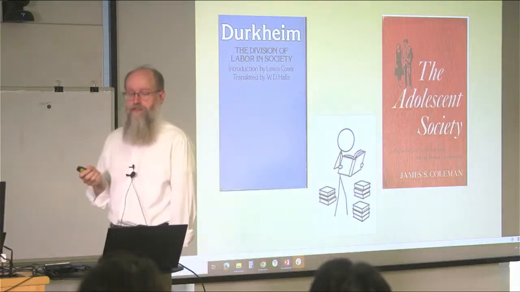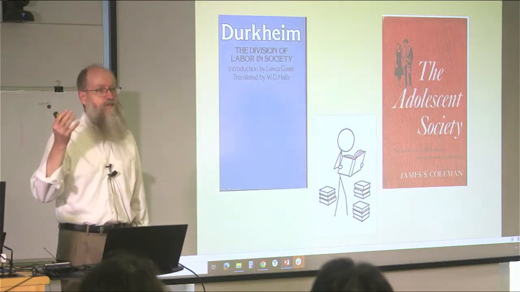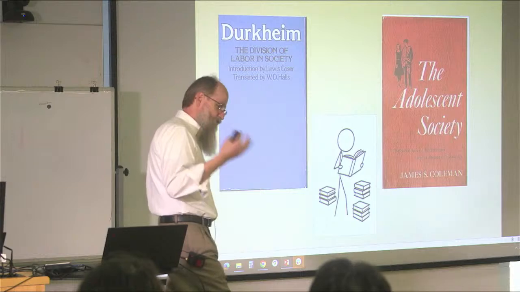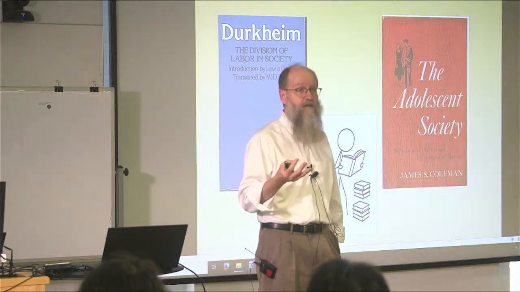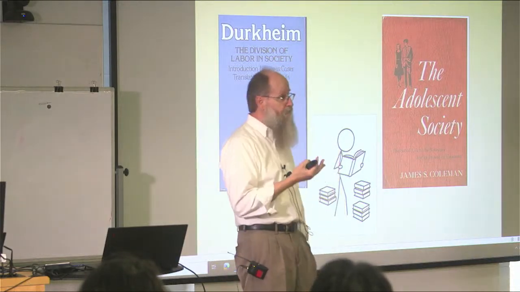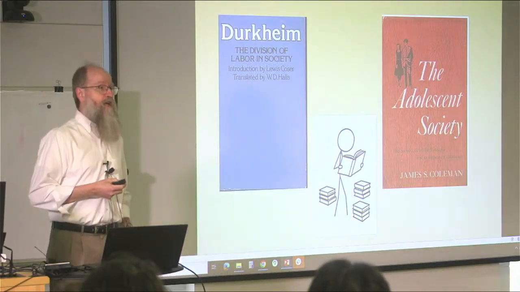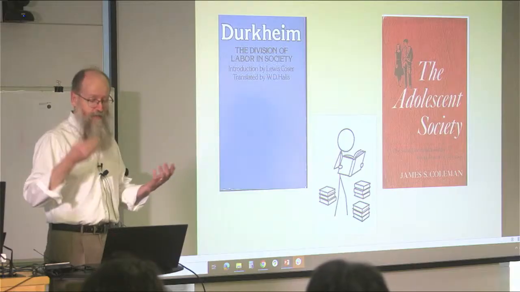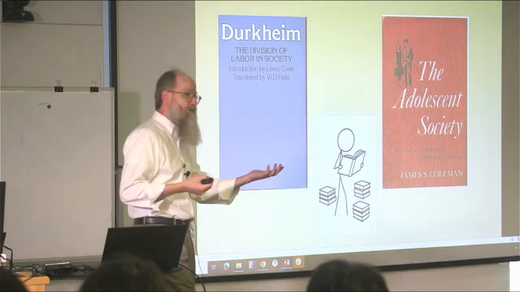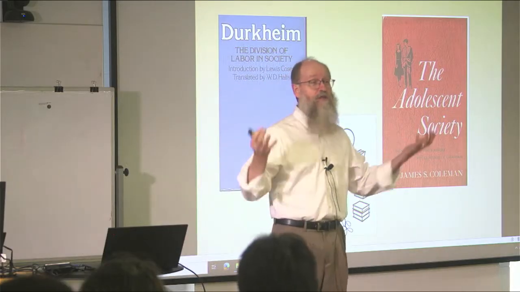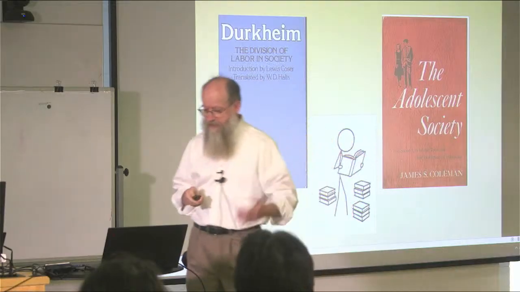One of these books was Durkheim's classic Division of Labor, where the question is how our society is held together. What is cohesion and where does it come from? The other book I was reading was The Adolescent Society. I wasn't reading either of these books because I wanted to. I was getting paid to read the latter, and I was taking a class for the former. But this is what I was doing: they were both in my head at the same time.